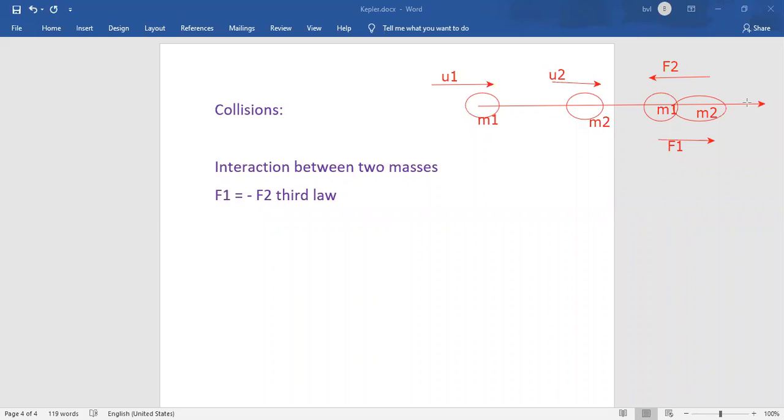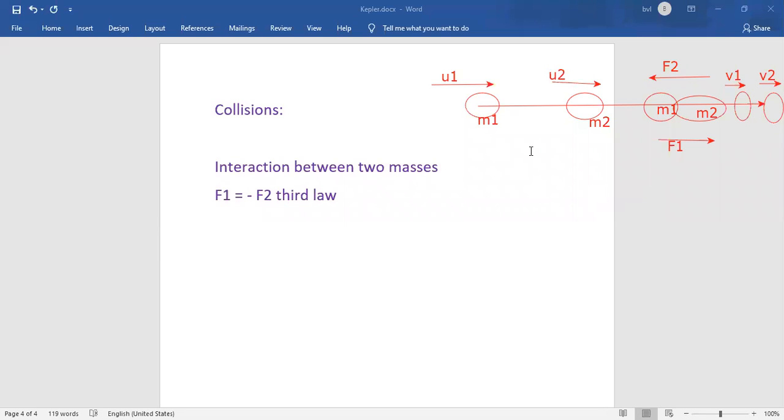After the collision, the first mass moves and the second mass is also moving with a different velocity. The velocities are different. The first mass is moving with a certain different velocity v1. v1 is the velocity of the first mass, and the second mass is also moving with a certain velocity. v2 is the final velocity of the second mass. So this is the situation.